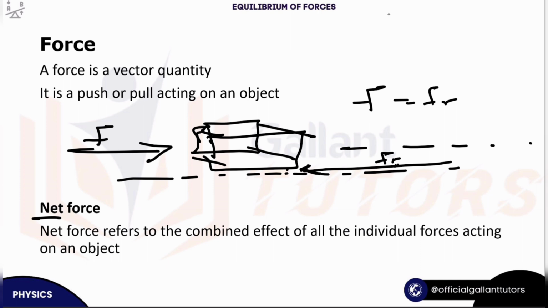All right, so net force is simply Fn equals F minus Fr. If F is greater than Fr, that is the frictional force, you expect motion to occur. But if they're equal, like if this is 5 and this is 5, then the net force is what? 0. So net force is simply the combined effect of all individual forces acting on an object, which I have just demonstrated using the object here.